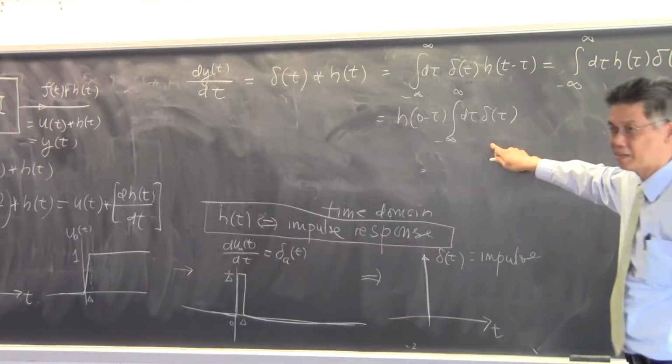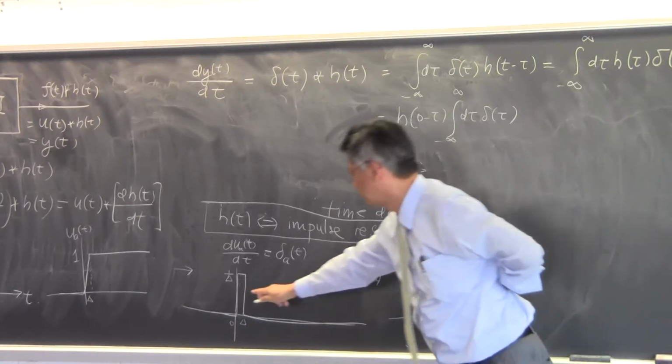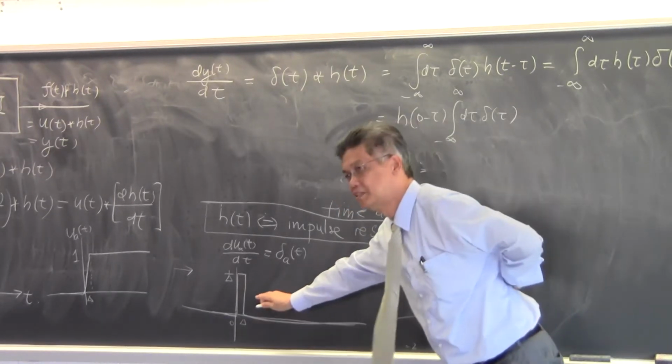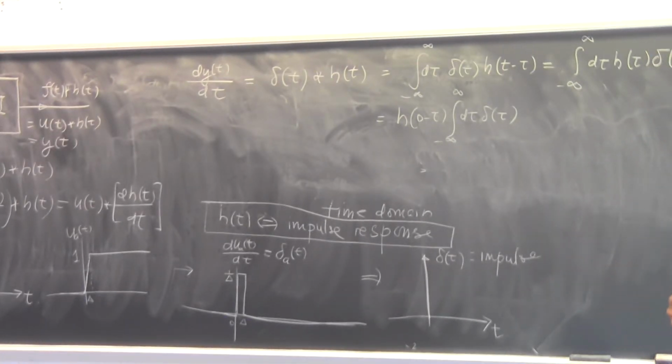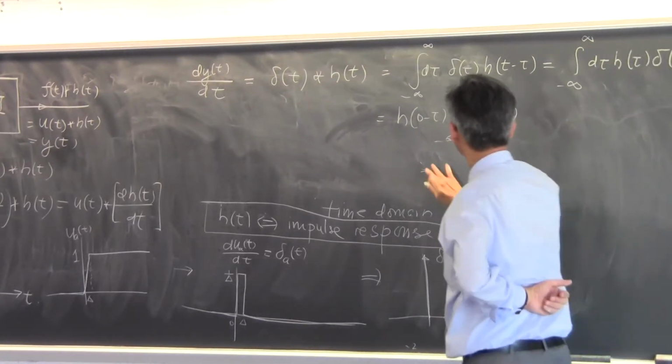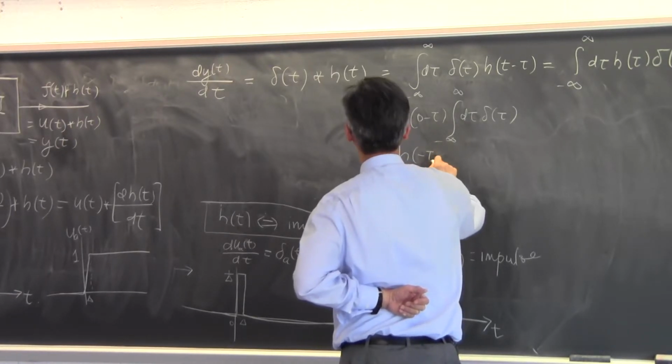But what is the integration of the delta function? It is the limiting case of this function. This function always has area of 1, no matter how small delta is. So when I integrate that, I always get 1. So this is just equal to h of minus tau.